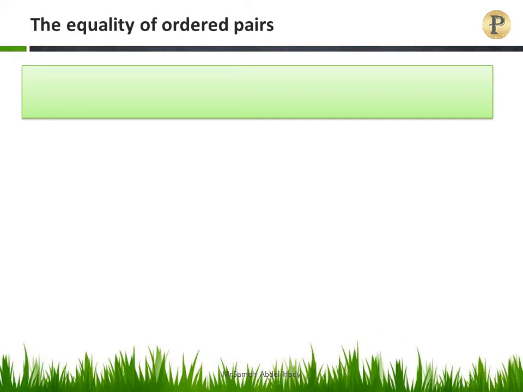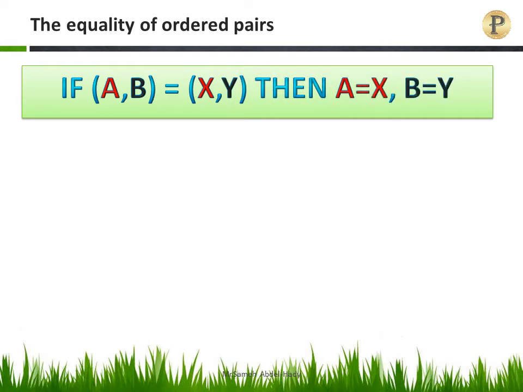Now we talk about the equality of ordered pairs. This rule is very important. It says if I have the ordered pair (A, B) equals the ordered pair (X, Y), then A equals X and B equals Y. The first coordinate in the first ordered pair is equal to the first one in the second ordered pair, and the second coordinate in the first one is equal to the second coordinate in the second ordered pair.